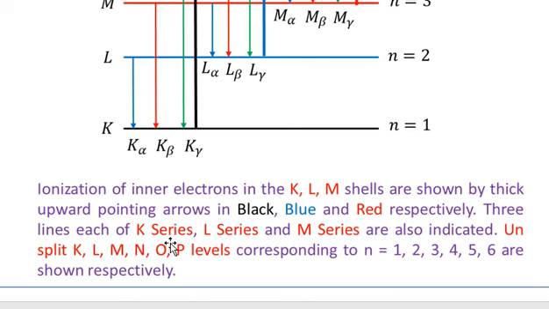Three lines each of the K series, L series, and M series are also indicated. Unsplit K, L, M, N, O, P levels corresponding to n equal to 1, n equal to 2, n equal to 3, n equal to 4, n equal to 5, and so on are shown respectively.